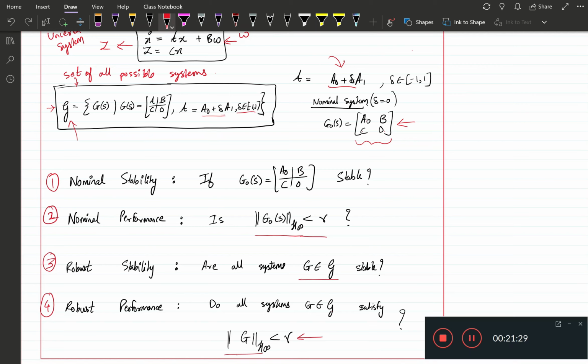Now for our exercise problem 21.1, we will look at these three questions. We will not consider this one here, but we will look at these three questions and try to answer them. So that's it for the review of robust control.